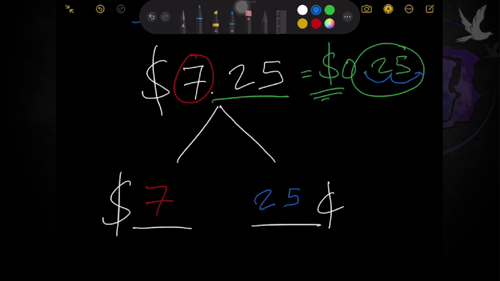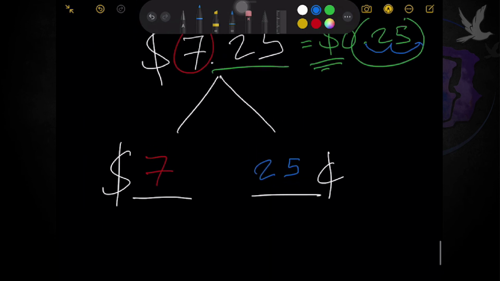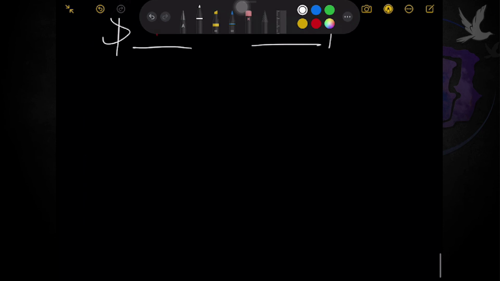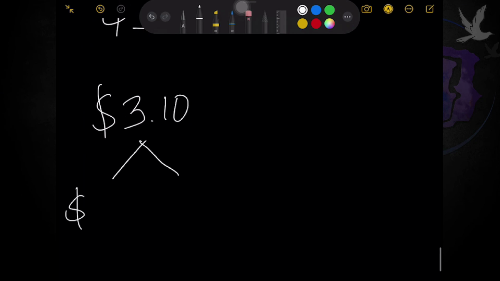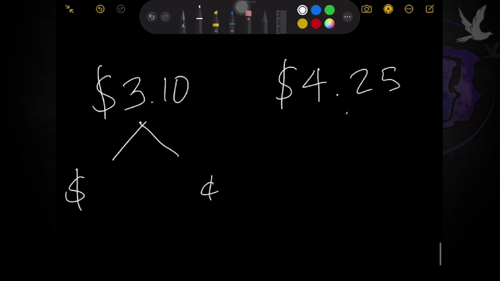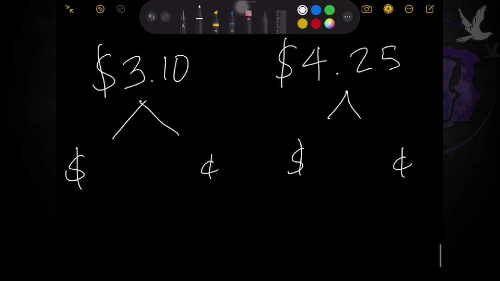And all you have to do after is, if there are other numbers pa, for example lang, let's say you have $3.10, breaking them down to dollars and cents. And we have another one, which is, let's say, $4.25, and also breaking them down to dollars and cents. Anong gagawin natin dito? The same thing. For $3 we have 3. For $4 here we have 4.